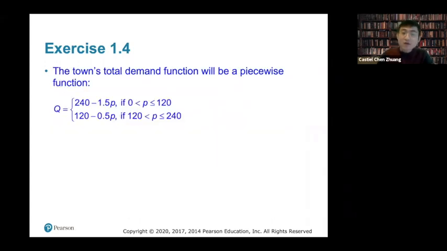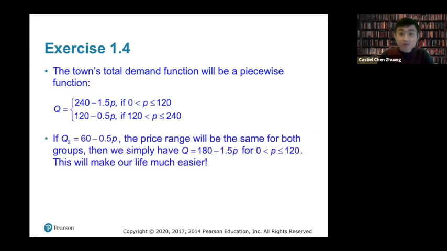But when the price is above 120, Q1 is going to be 0. So it's going to be 0 plus 120 minus 0.5P. You are getting just 120 minus 0.5P, because when the price is above 120, the demand is totally from the out-of-town residents, not from college students at all. So you can see that this is a piecewise function, okay? The total demand function will be a piecewise function.